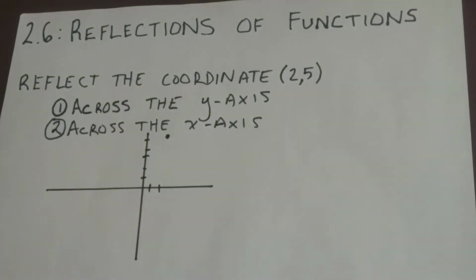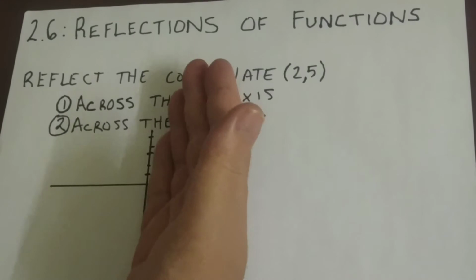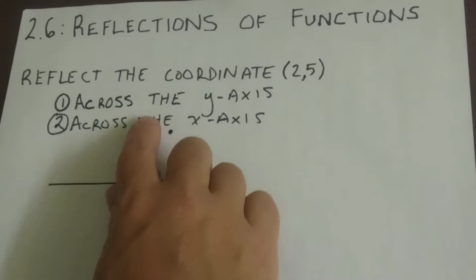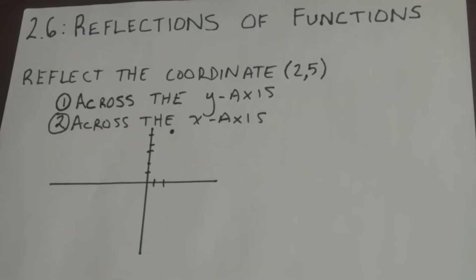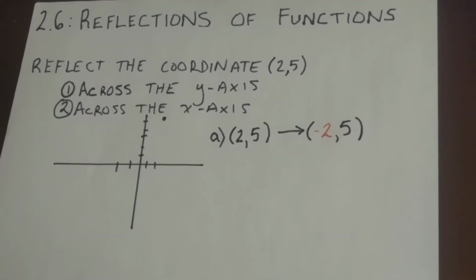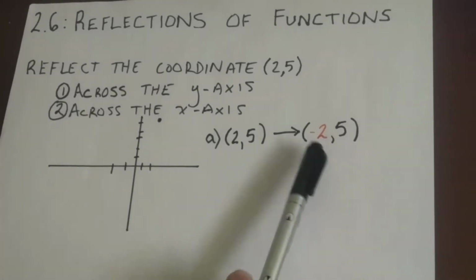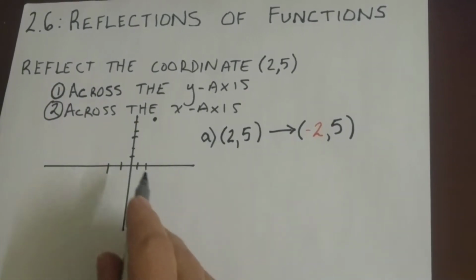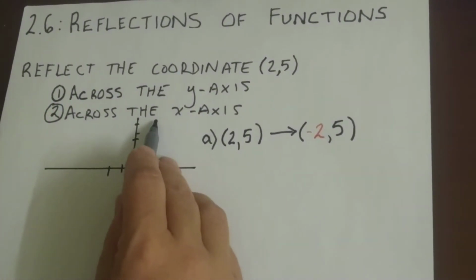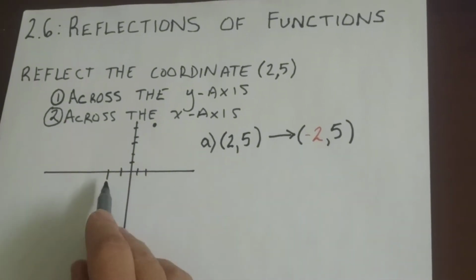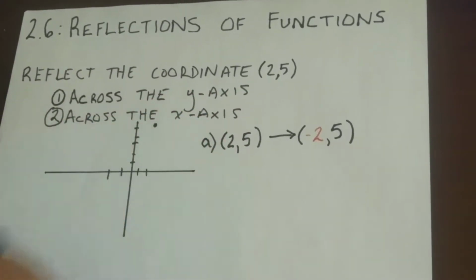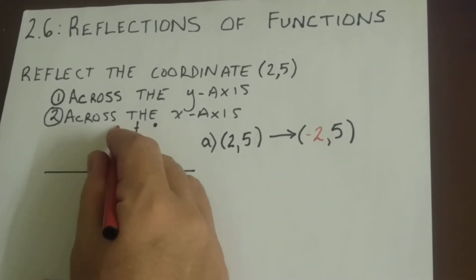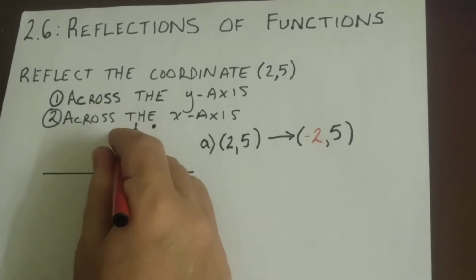There's 2, 5. What if we want to reflect it across the y-axis? So we want to flip it over across the y-axis, so it's symmetrical to the y-axis. We're going to change the sign of the x, and we're going to leave the sign of the y the same. Here we are at 2, 5, and if we have negative 2, 5, then we've reflected it across the y-axis. I'm going to use a different color. And there's our point.